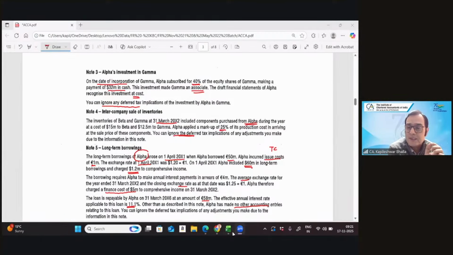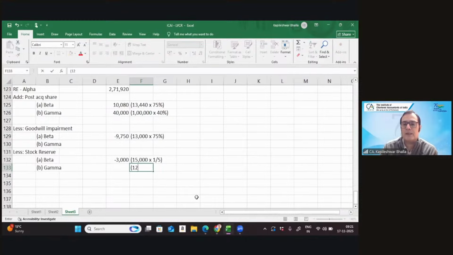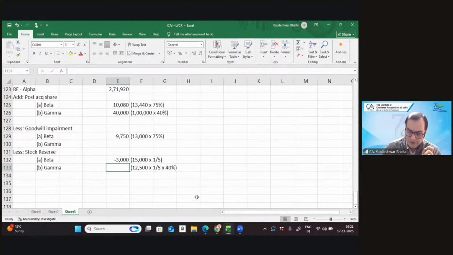Good. So we're going to consider the unsold goods are 12,500. The profit is 1/5. And we need a 40% stake of the associate. This is what is important. So 12,500, 1/5, 40% comes to 1,000. Because in terms of the associate, when you're taking a stock reserve, you also need to consider the percentage as well. That is okay. I think this is done. So now we can get the status of the other equity as well. That is RE. And I think that comes to 3,08,250.